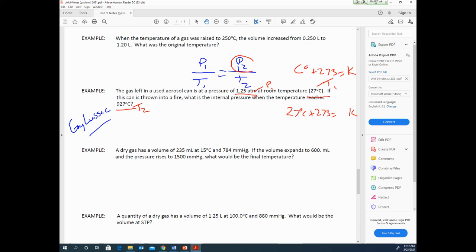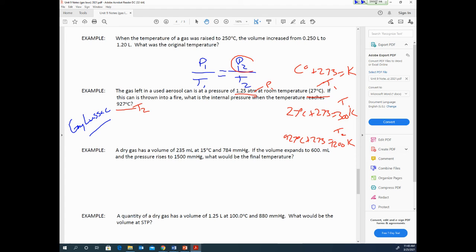I meant T1. Okay, and then I'm going to have my 927 degrees Celsius. That's very hot. Thrown into the fire, plus 273, and that'll be my T2 in Kelvin. All right, so let's add those up and figure it out. 27 plus 273 is 300. 927 plus 273 is 1200. Okay, so those are my new Kelvin values that I'm going to actually use in my formula. I can't use them as they were given to me in Celsius. So now I'm ready to set this problem up.